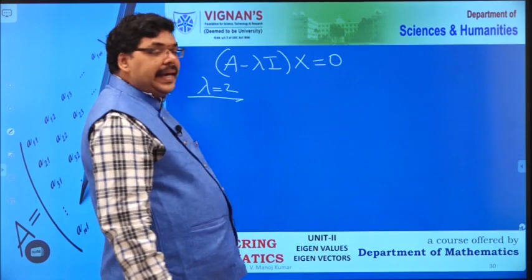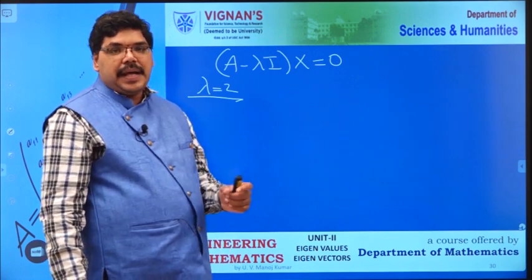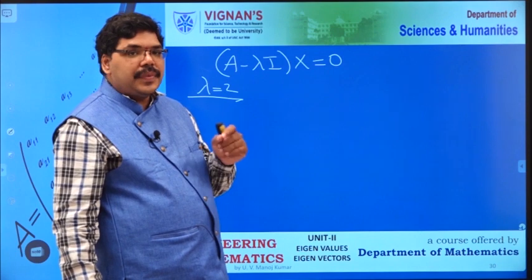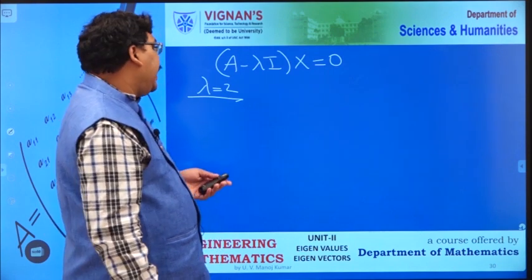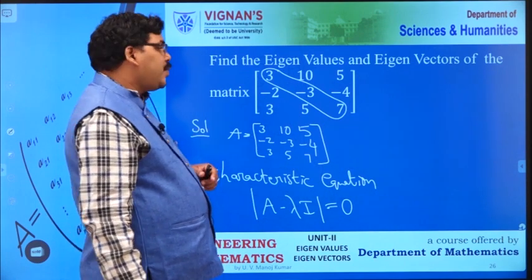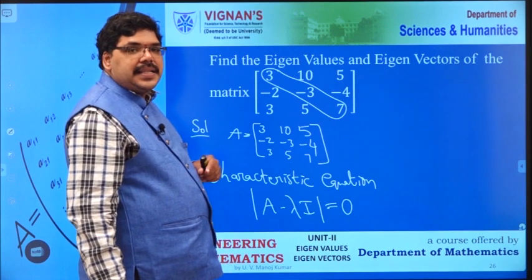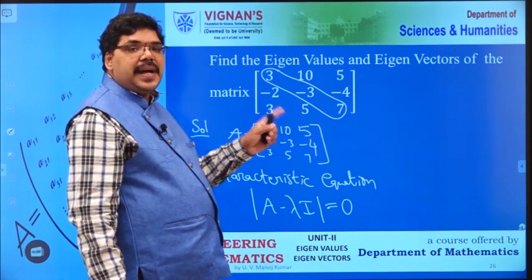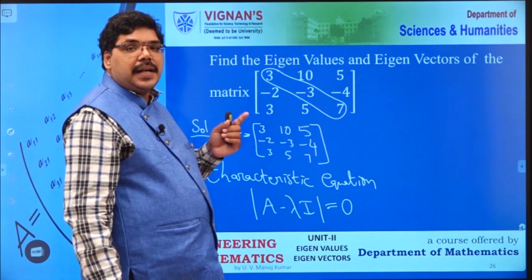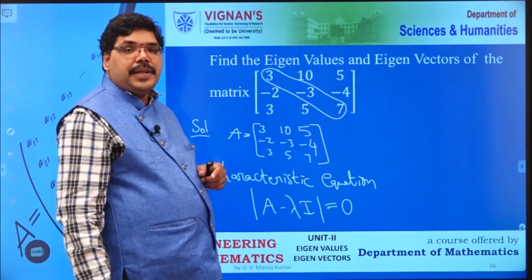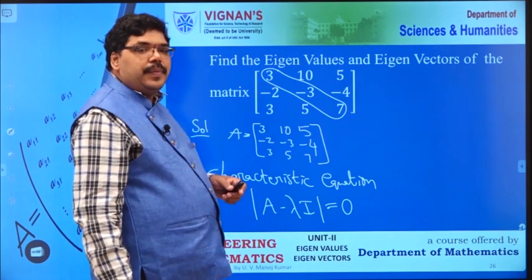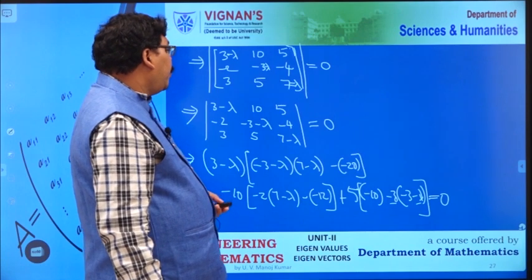So how to find A minus lambda I? A minus lambda I is a matrix obtained by subtracting lambda from the principal diagonal elements. So write A. What is your A? 3, 10, 5, minus 2, minus 3, minus 4, 3, 5, 7. In this matrix, the principal diagonal elements are 3, minus 3, 7. From the principal diagonal elements, subtract lambda. What is the current lambda? The present lambda value is 2. So subtract 2 from the principal diagonal elements. 3 minus 2 will be 1, so 1, 10, 5 will be the first row.